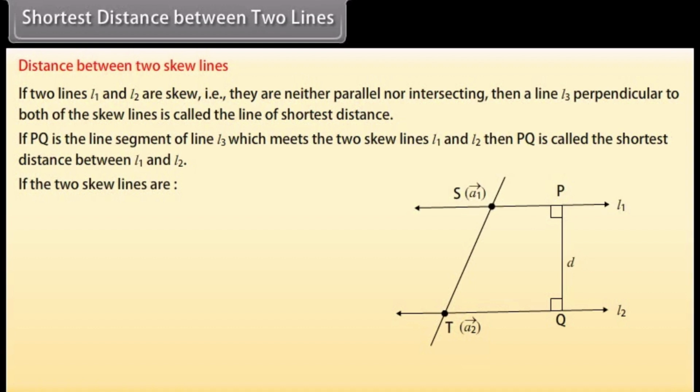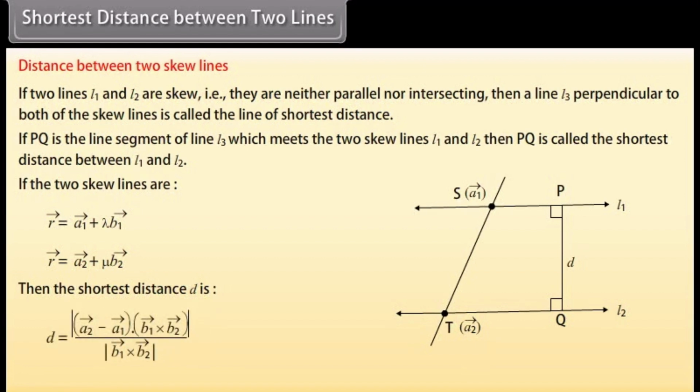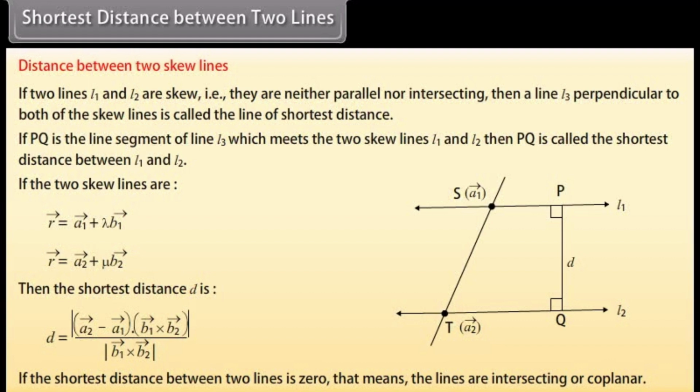If the two skew lines are vector r equals vector a1 plus lambda vector b1, and vector r equals vector a2 plus mu vector b2, then the shortest distance d equals the modulus of the dot product of vector a2 minus vector a1 and the cross product of vector b1 and vector b2, divided by the modulus of the cross product of vector b1 and vector b2. If the shortest distance between two lines is 0, that means the lines are intersecting or coplanar.